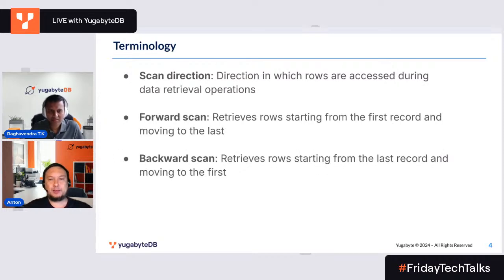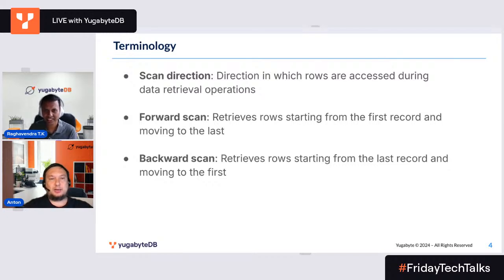Another perspective is the direction of a scan. Scan direction is the direction in which rows are accessed during data retrieval operations, particularly when using ordered queries or when navigating through indexes. There are two directions only. A forward scan direction retrieves data in the natural order of the records, typically from the beginning to the end, and it is commonly used when you want to retrieve records in ascending order. And we also have a backward scan, which retrieves data in the reverse order, typically from the end to the beginning. This is useful for queries that need to access records in descending order.